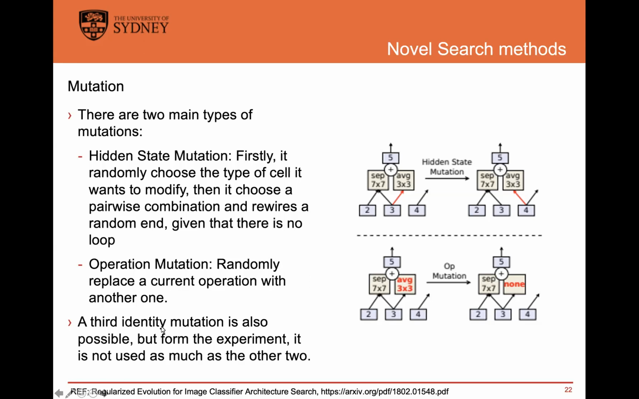And the third mutation is the identity mutation. So they don't do anything. You just copy the parent and then pass it on to the next one as a child. But that rarely happens in the paper, and it's not even talked about much in the paper as well. So I don't think that's very important. Obviously, you can have that, but sometimes they say it reduces efficiency.